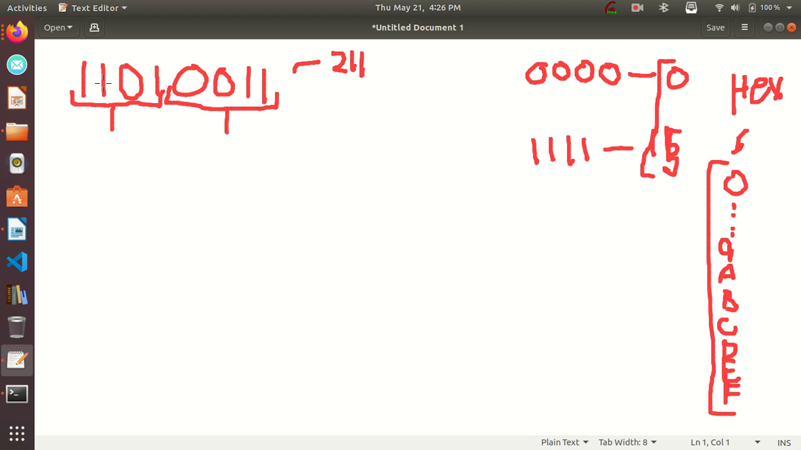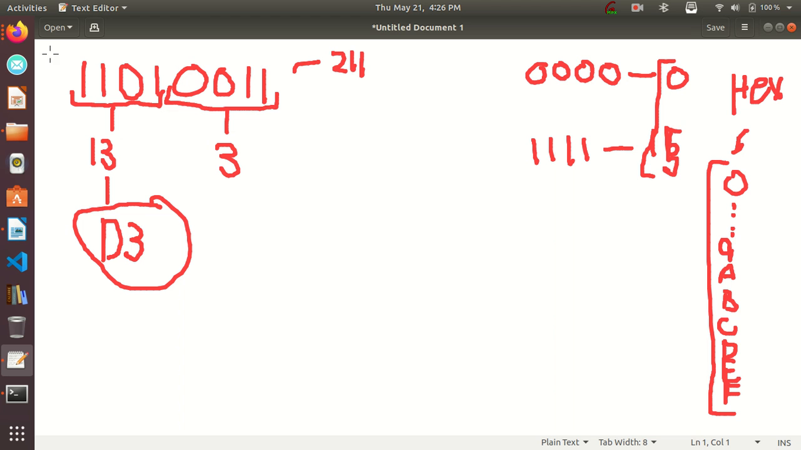Okay? So 1101, I will tell you, is 13 in decimal. And you can check that for yourself. It's 8 plus 4 plus 1. And 0011, well, that's 3 in decimal. That's 2 plus 1. The 13th, counting 0 through 9, 10, 11, 12, 13, is D. And 3 is just 3. So D3 is the hexadecimal version of this binary number and this decimal number. D3 is 211 and D3 is 11010011.